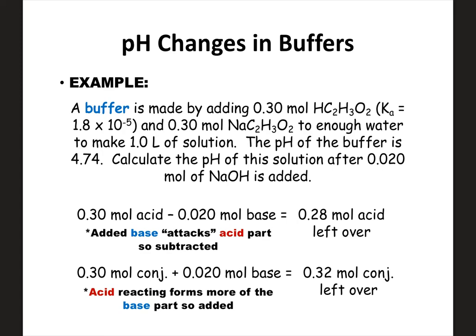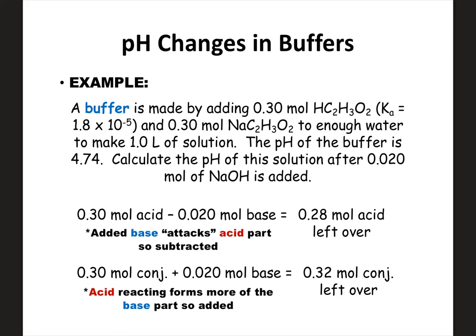It's going to decrease, but then you're going to form more of the conjugate that's in the buffer. So you have to take the amount of base that you're adding here and add it to the conjugate. All right. So this is how many moles of conjugate you had in your buffer. The amount of base you added, you're going to add to it because you're forming that much more of the conjugate. So now you have your new amount of moles of the conjugate.